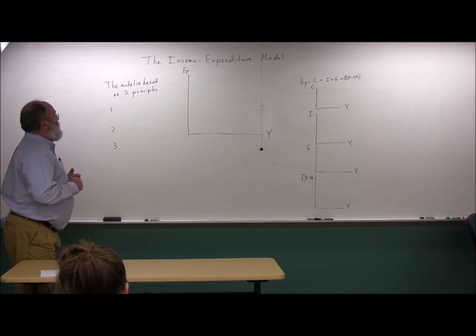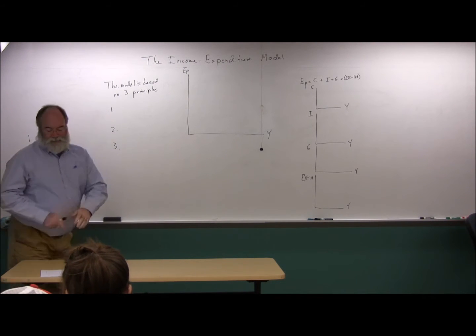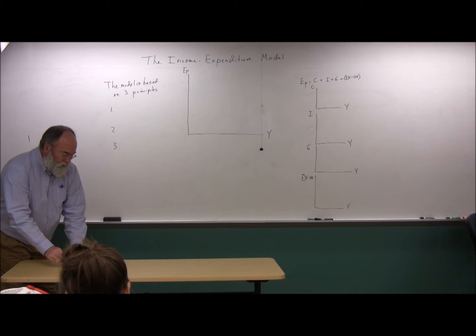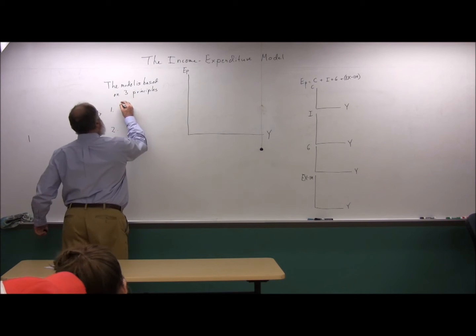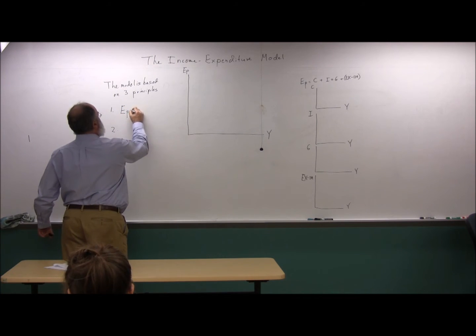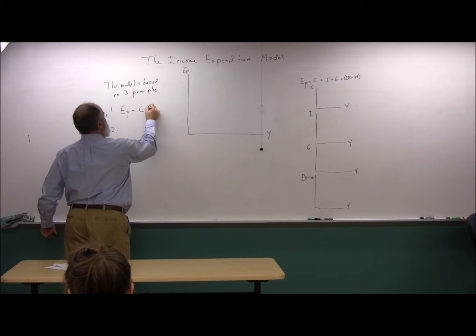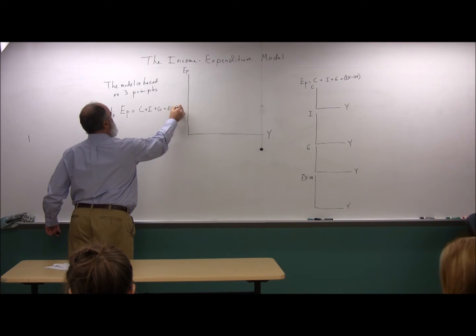All right, now, this model is based on three principles, okay? The first principle you already know. It's a definition. It says total planned expenditure is the sum of C, I, G, and X minus M. Okay?